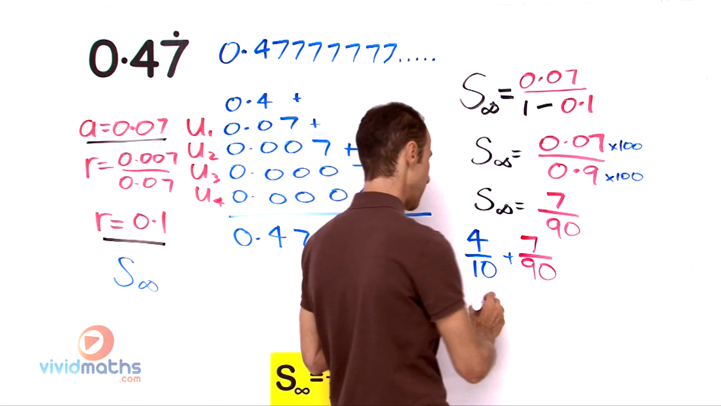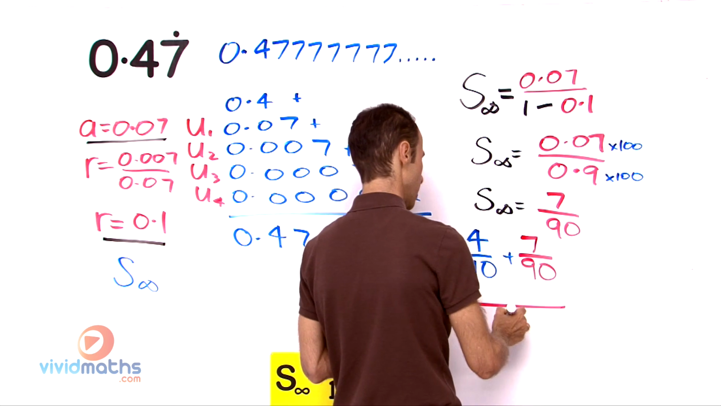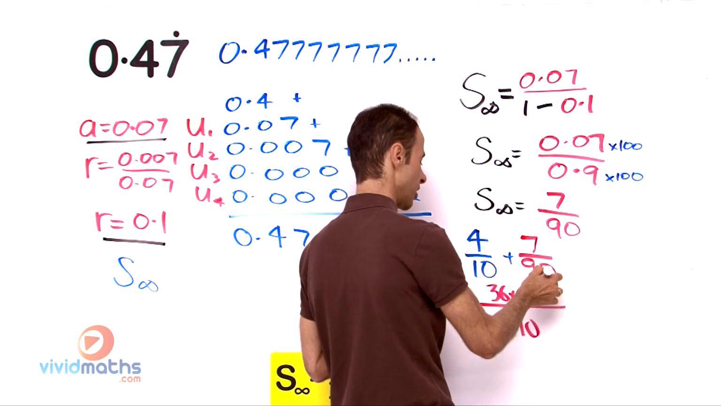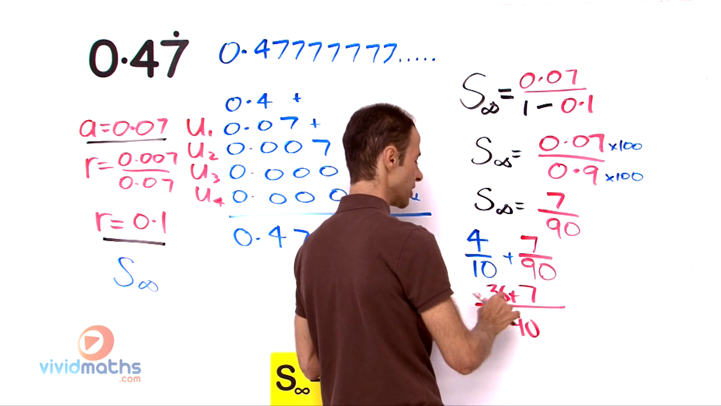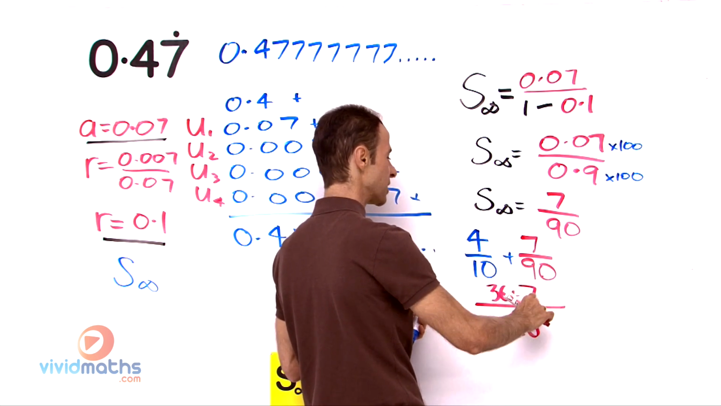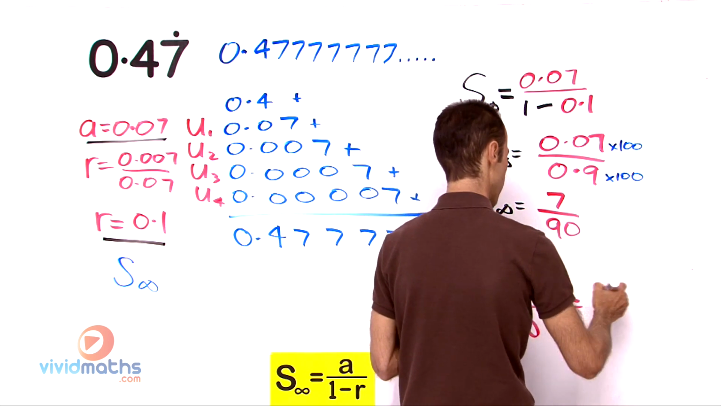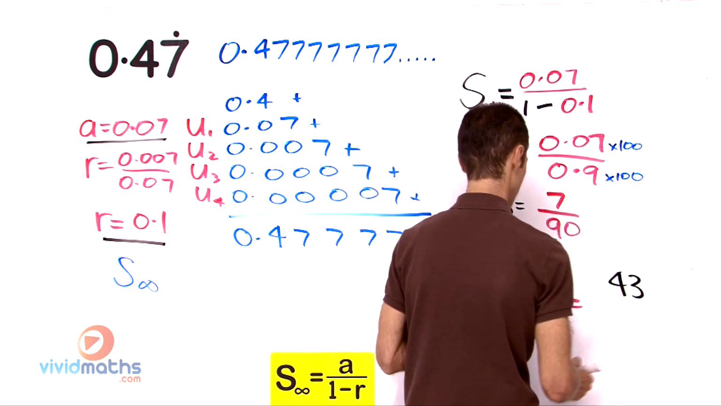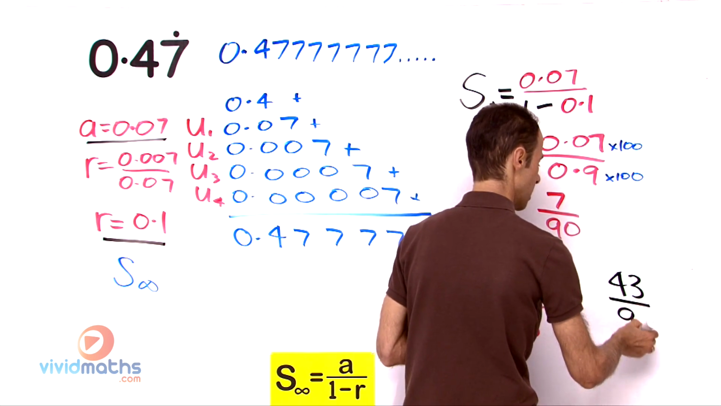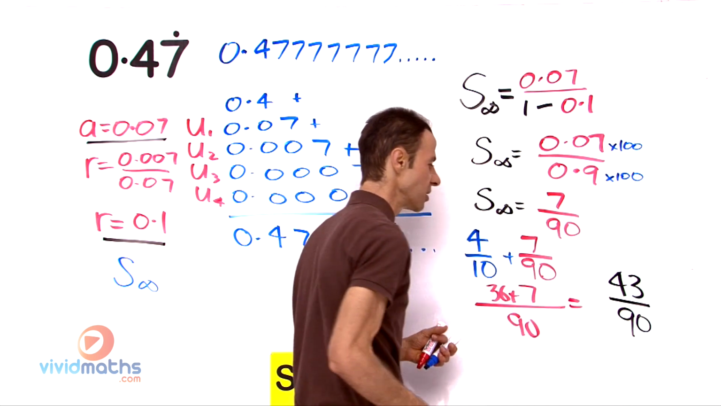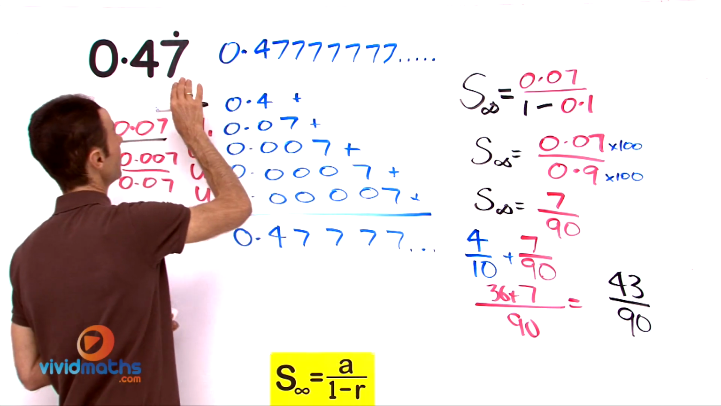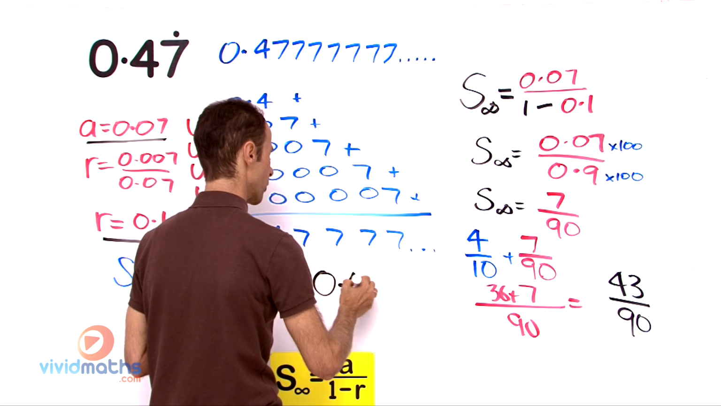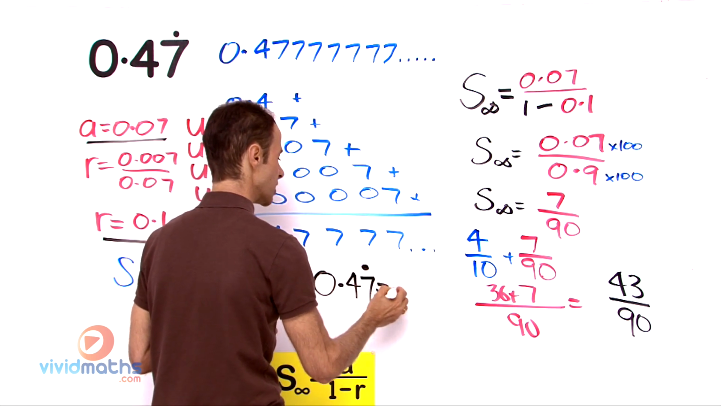So lowest common denominator, let's see, 90. 10s in that go 9 times, 9 4s are 36, plus 90 into that 1, plus 7, 36 plus 7. Adding them together gives us a value of 43 all over 90. So that's our fraction. Therefore, the recurring decimal 0.47, I'll just write it again here, 0.4 and the 7 repeated, is equal to 43/90.